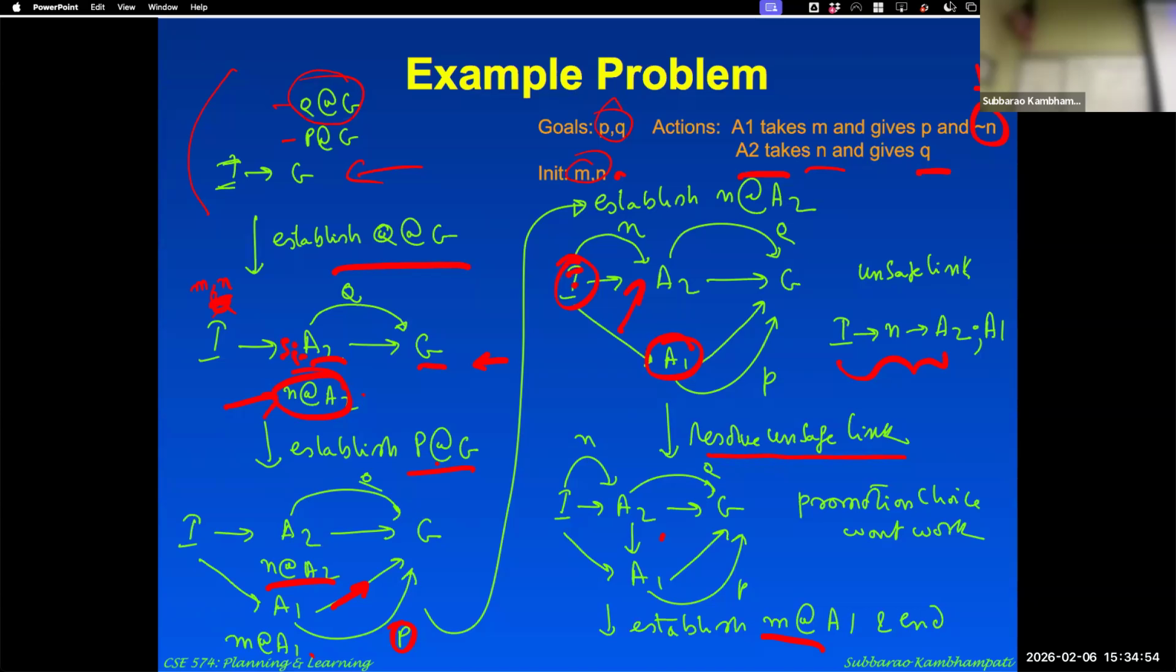Okay. So that's about partial order planning. It has many names. It's called causal link planning. It's called partial order planning. It's called least commitment planning. Here it's least commitment to position.